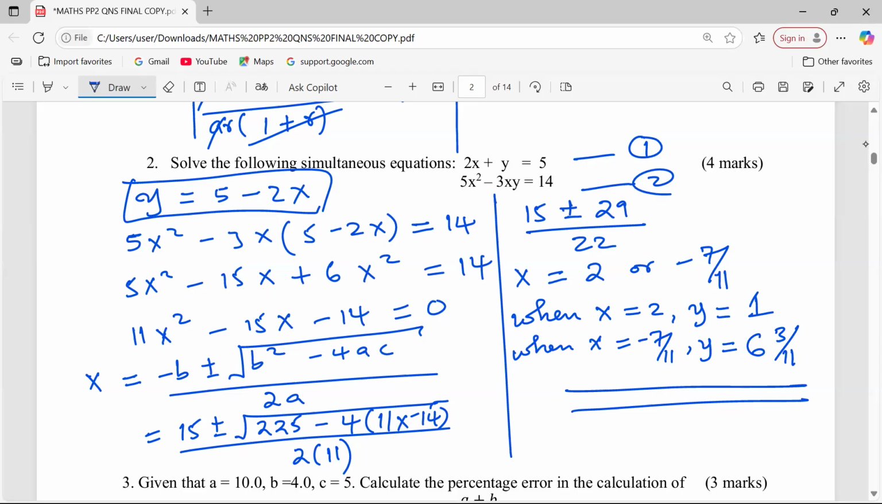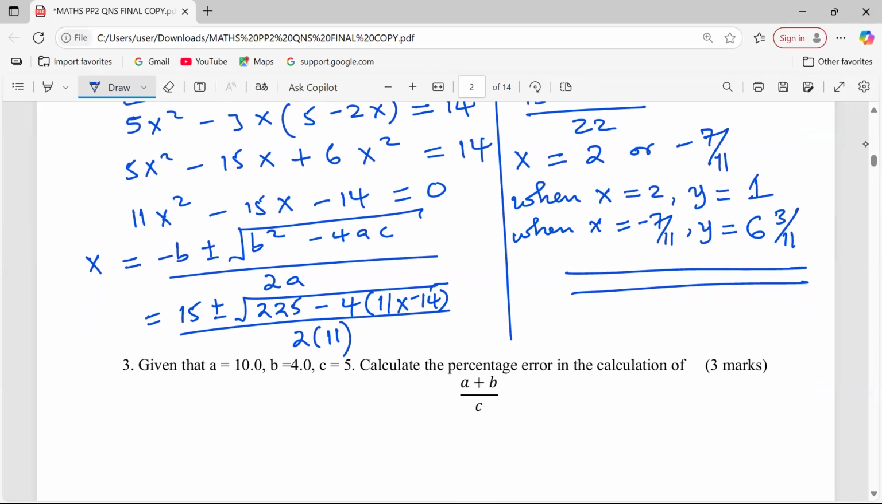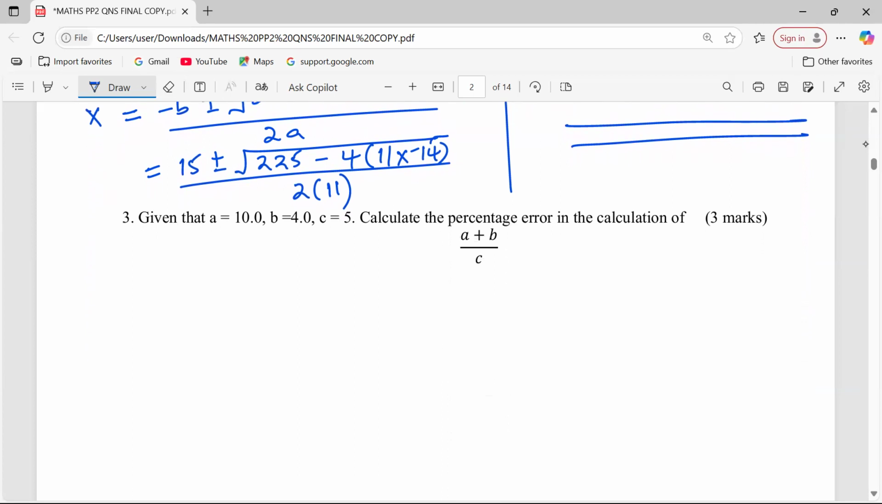That's simple. Number 3, from errors and approximations. Given that the value of A is 10.0, the value of B, 4.0, the value of C, 5, calculate the percentage error in the calculation of A plus B divided by C. We just find the percentage error. So first of all, we are going to get the limits of all these values.